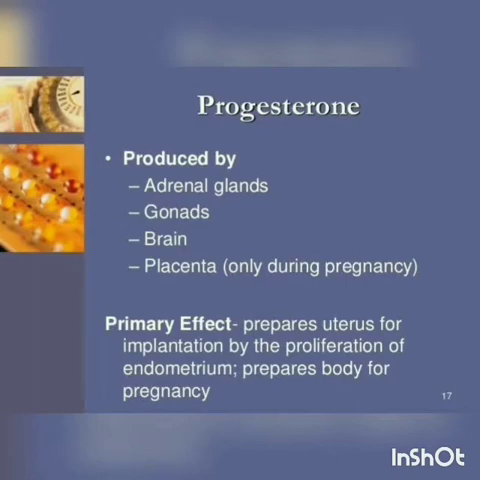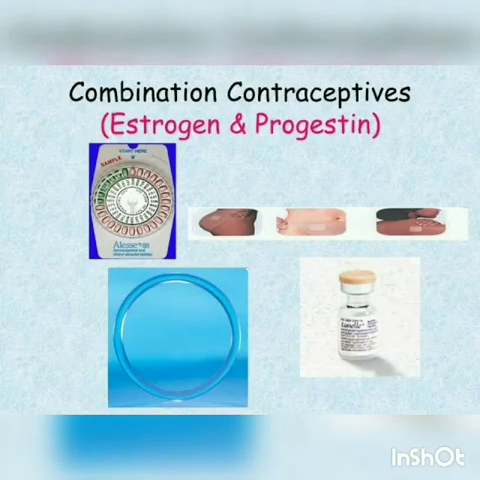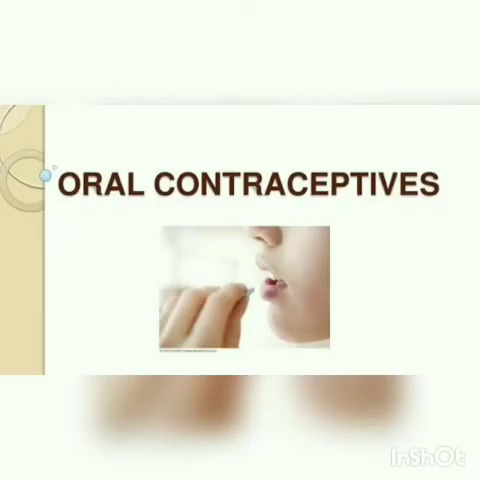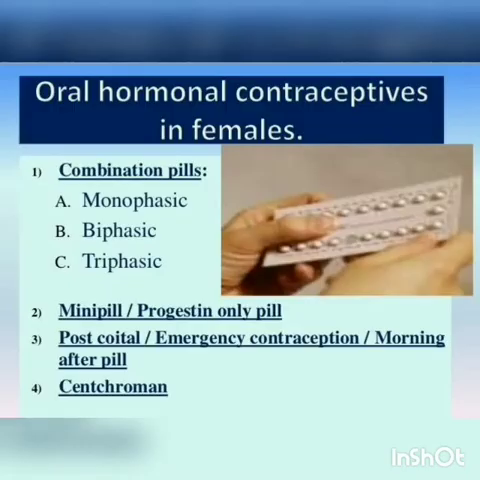A combined pill is also present. It contains synthetic progesterone and estrogen. There is a contraceptive pill called Saheli. Its research was done in Lucknow. India also has a non-steroidal preparation called centchroman.